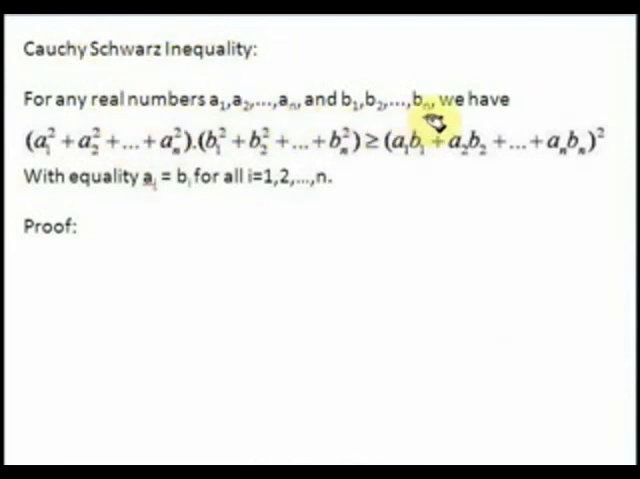Cauchy-Schwarz inequality. For any real numbers a1, a2, a3 up to an and b1, b2, b3 up to bn, we have to prove that (a1 square plus a2 square up to an square) into (b1 square plus b2 square up to bn square) is greater than or equal to (a1 b1 plus a2 b2 up to an bn) whole square, with equality when ai is equal to bi for all i, that means a1 is equal to b1, a2 is equal to b2, a3 is equal to b3.